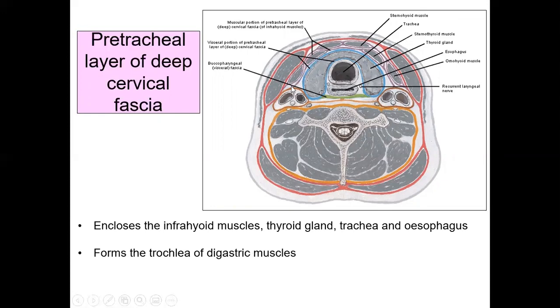Besides the infrahyoid muscle, it also includes the thyroid gland. You can see here, this is the thyroid gland. This purple color also belongs to the pretracheal layer of the deep cervical fascia. The blue color line also belongs to the pretracheal layer. Not only that, it also encloses the trachea here, and also the esophagus. The pretracheal layer of the deep cervical fascia tethers the two omohyoid muscles.